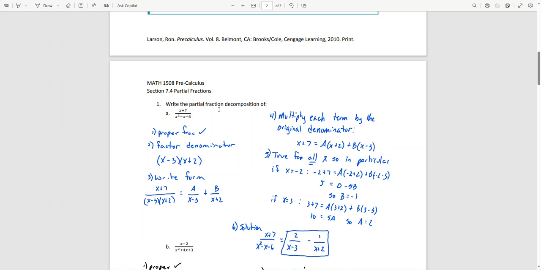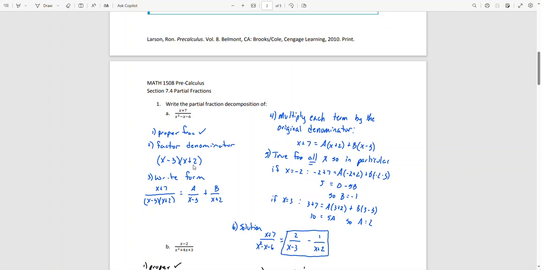Write the partial fraction decomposition of x plus 7 over x squared minus x minus 6. First of all, it is a proper fraction because the numerator is linear, the denominator is quadratic, power of 2 larger than power of 1, it's all good. So I take this denominator, x squared minus x minus 6, and I factor it. You could solve for 0, find your zeros, and then go back and turn them into factors if you're not a factor wizard. That happens.